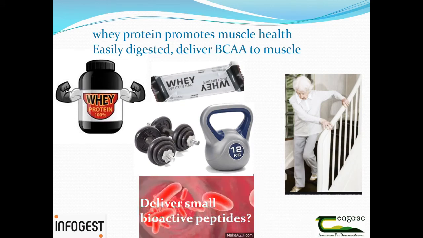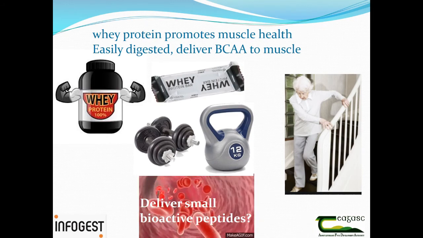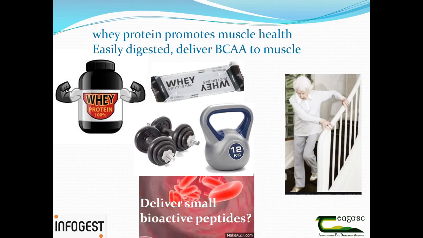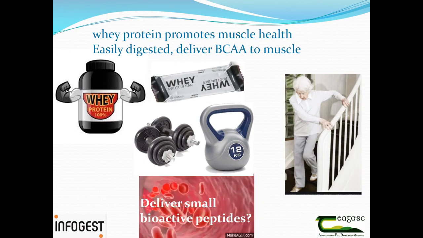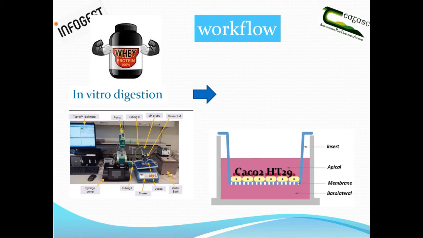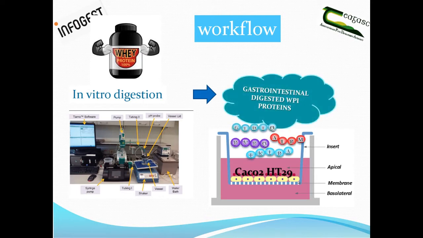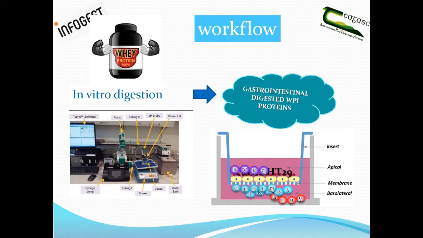But what we wanted to find out was, were there peptides capable of passing the gut barrier, which would also promote muscle health? So to do that, we took whey protein isolate that is commercially available, and we performed an in vitro digestion. In this case, it was a static adult protocol. And we grew our CACO2 HT29 co-cultures for 21 days, making sure they had tight junctions. Then we added this gastrointestinal digested whey protein isolate to the apical side, and we collected, again, the basolateral and performed peptide analysis of the basolateral.